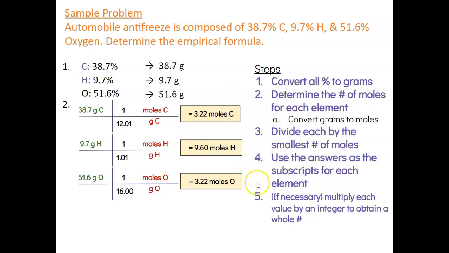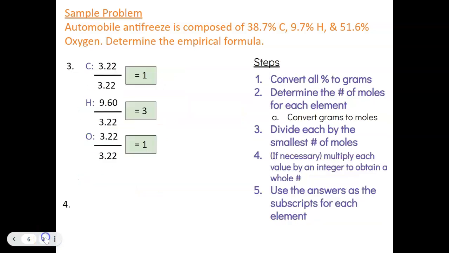That's for the carbon and the oxygen, which just means that's going to be what we divide by for our empirical formula. So if we do that, 3.22 divided by 3.22 is 1. 9.60 divided by 3.22 is 3. And then 3.22 divided by 3.22 will also be 1.